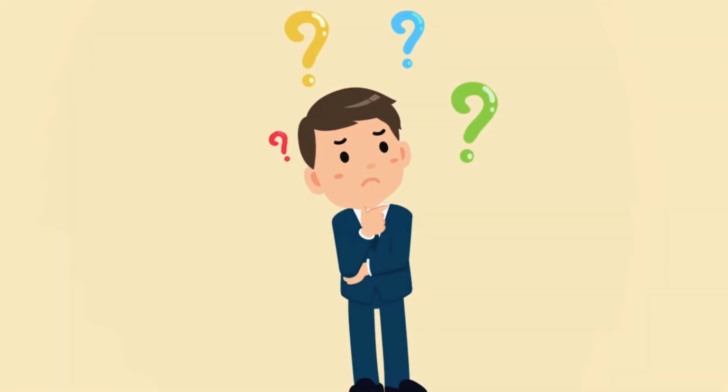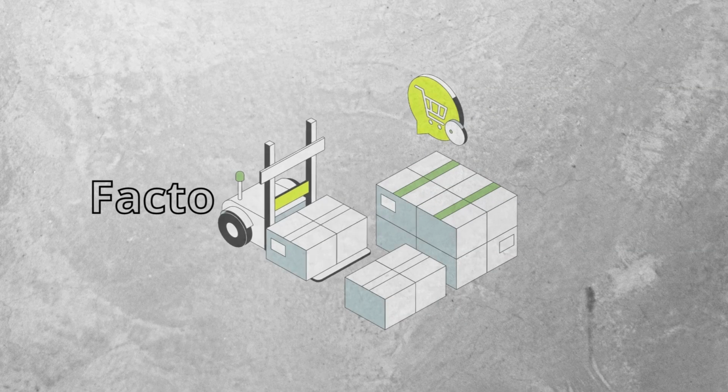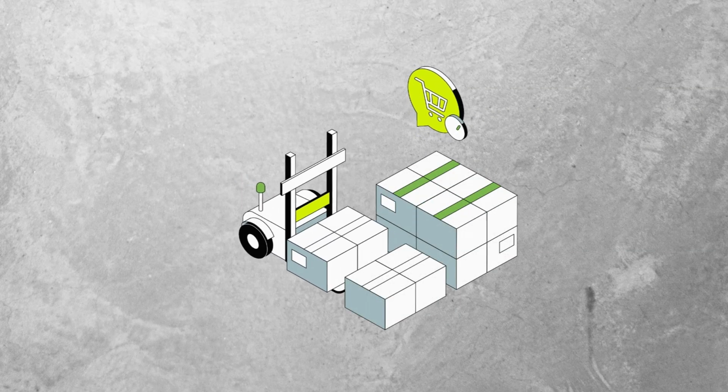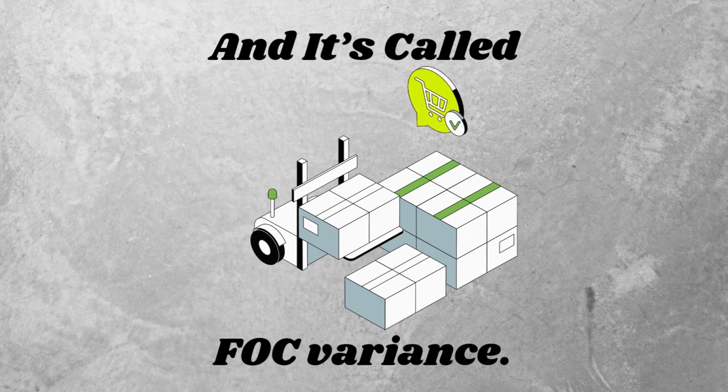Have you ever wondered why your planned production costs ended up different from the actual ones? One common reason is factory overhead costs (FOC), which are often hard to predict accurately. The difference between the actual and budgeted FOC is called FOC variance.